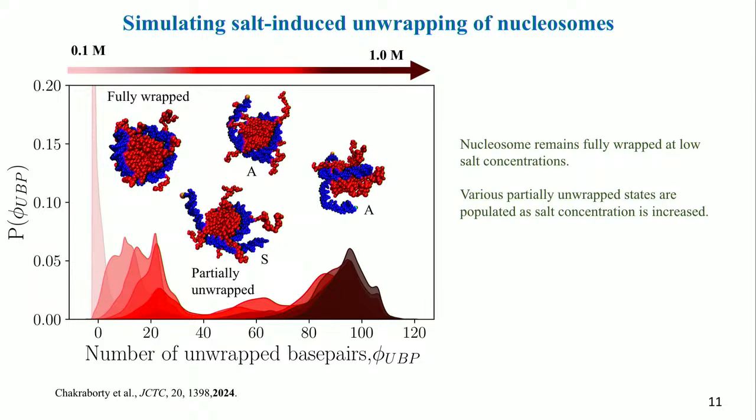But as you keep on increasing the salt concentration, you see more and more metastable states exhibiting different degrees of unwrapping being populated. Interestingly, we see both partially unwrapped states which have symmetric unwrapping, meaning that there is the same extent of DNA coming off from both ends. And we also see some asymmetric unwrapping where it's just one of the ends which is coming out. And interestingly, the population of these asymmetrically unwrapped states is somewhat more than what we see for the symmetric ones.